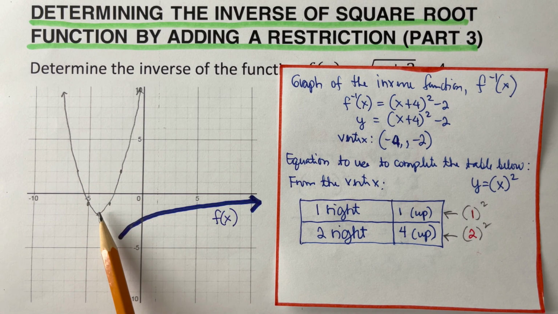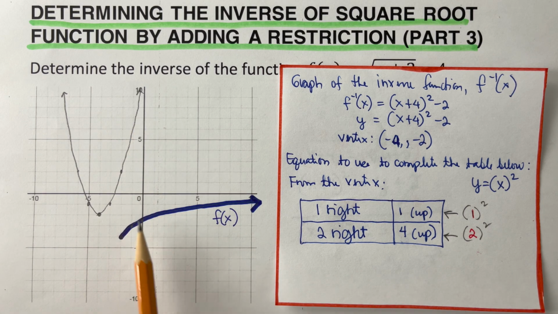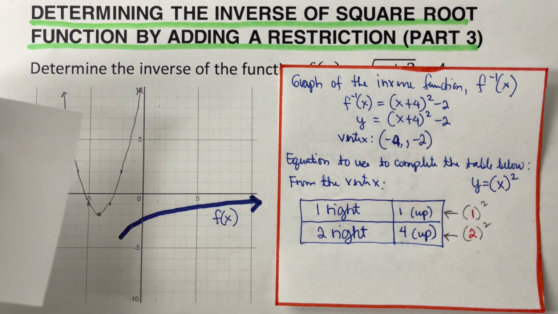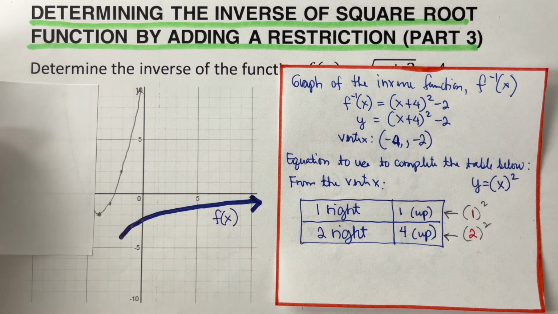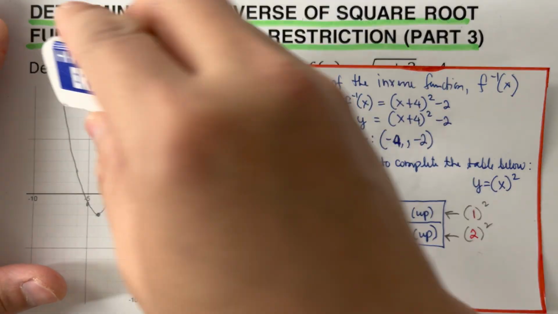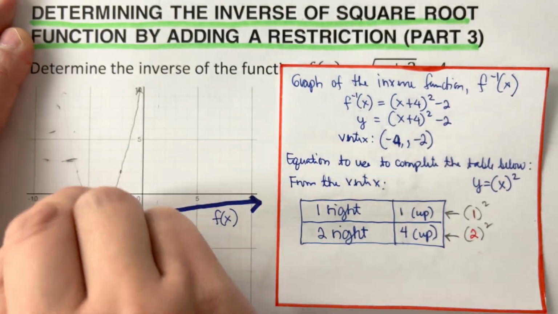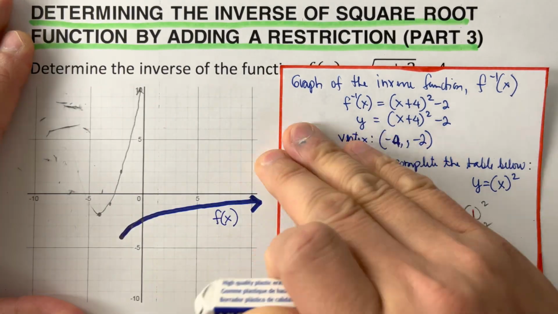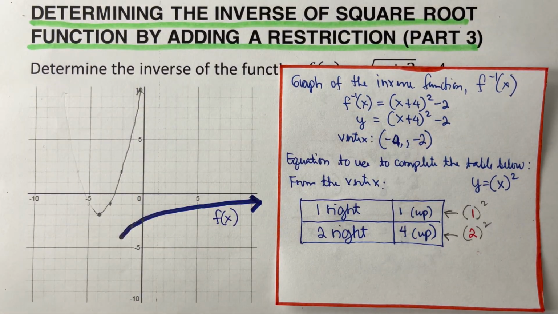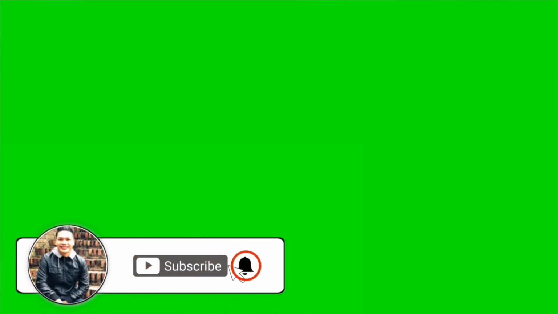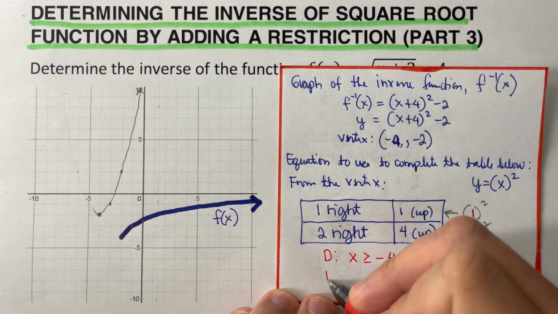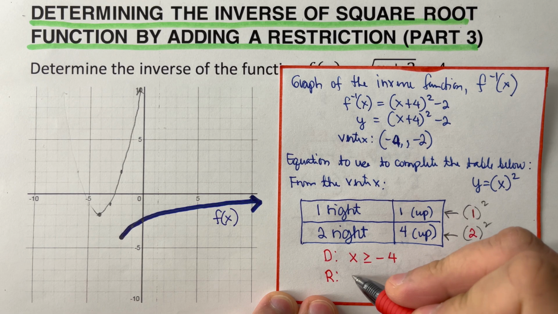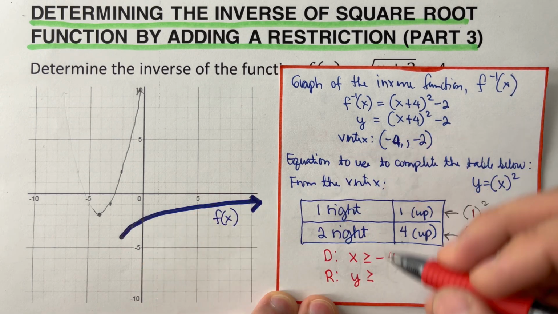Looking at this, we can tell that the right branch of the parabola matches up to this. So that means that we only consider the right branch, because if we cover this, they're going to match up if we reflect it across the line of symmetry, y is equal to x. So we are going to erase this other branch right here. Okay, so then we can go ahead and say that the domain for this remaining branch is x is greater than or equal to -4. And then the range for this would be y is greater than or equal to -2.